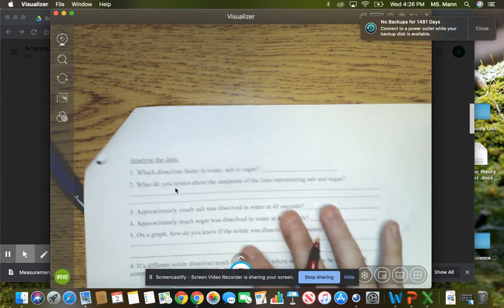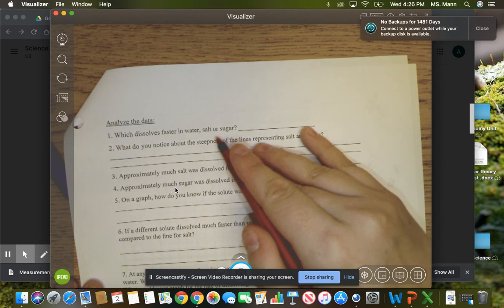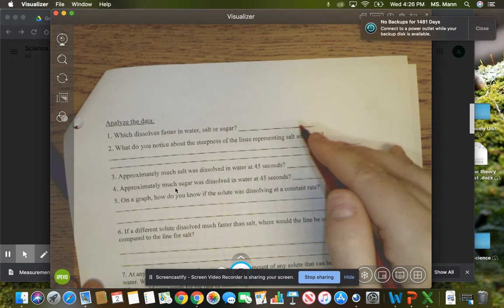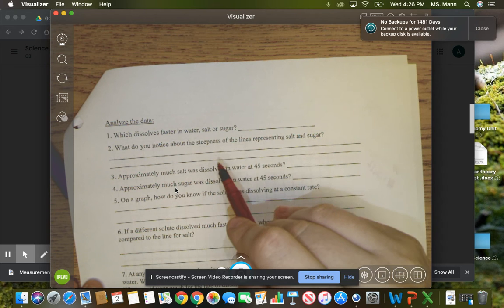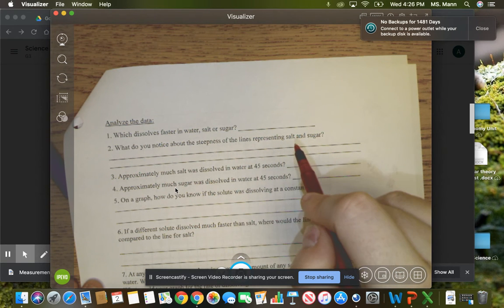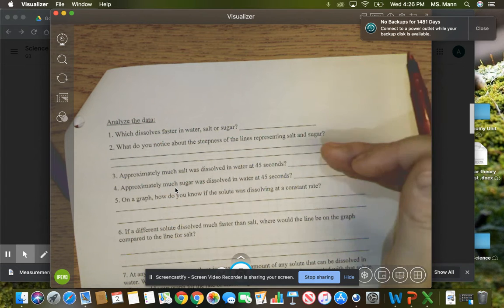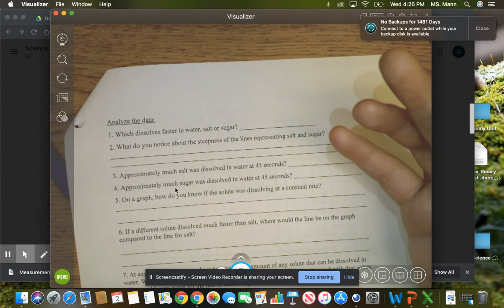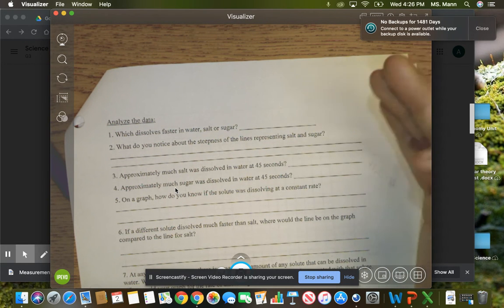You're just going to answer questions. This is where you're going to be looking at your graph, right? Which dissolves faster in water, salt or sugar? Just write down which one dissolved faster for you, okay? What do you notice about the steepness of the lines representing salt and sugar? Just write the general trends of the line. Did they dissolve faster at the beginning? Did the dissolving rate slowly slow down? What do you guys think?